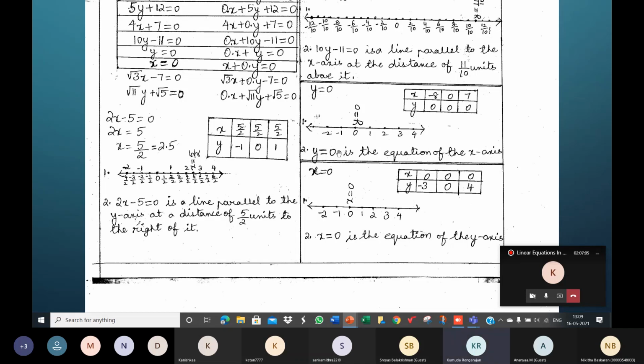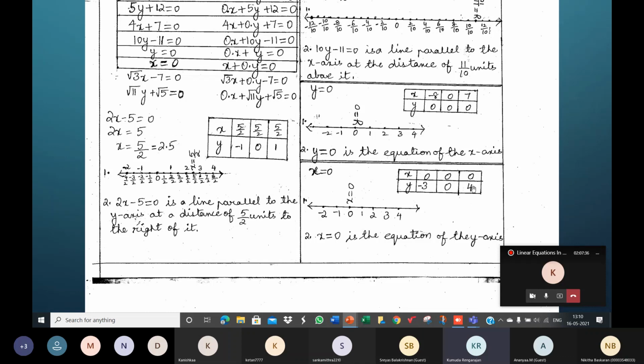When we say y is equal to 0, this equation represents the x-axis itself when treated as a linear equation in 2 variables x and y. If this is treated as a linear equation in 1 variable y, then it's a point on the number line. In 2 variables x and y, it is the equation of the x-axis itself. The x-axis is a straight line. The equation of the x-axis is y is equal to 0.